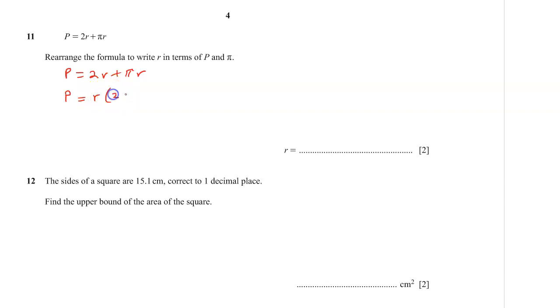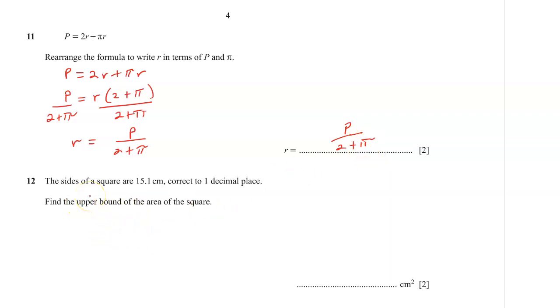r into 2 plus pi, and we make r the subject by dividing both sides by 2 plus pi. So r is equal to P over 2 plus pi. So our answer is r is equal to P over 2 plus pi.